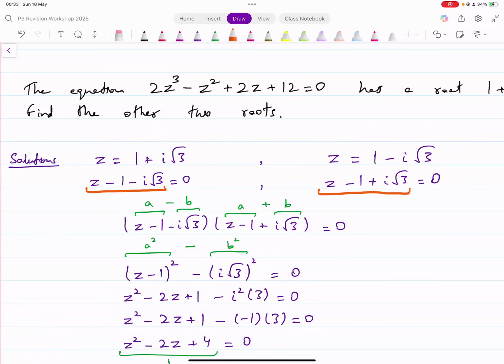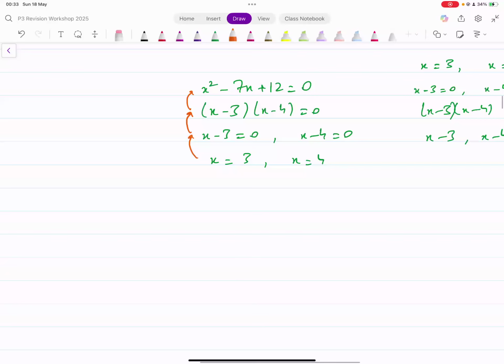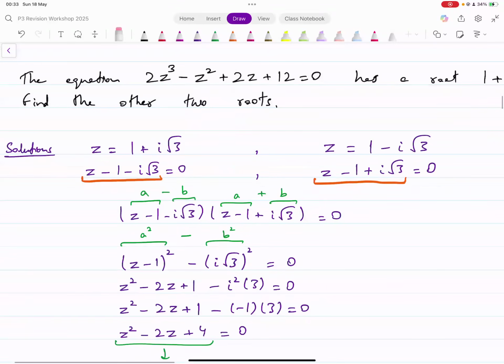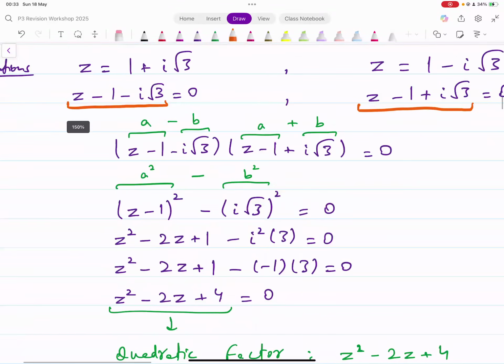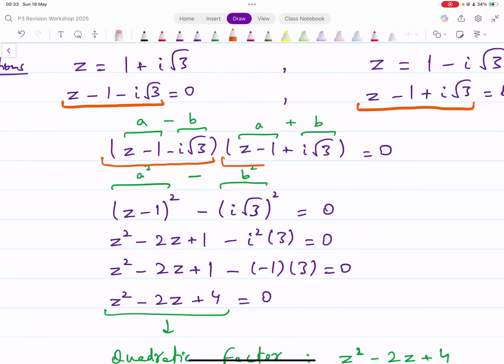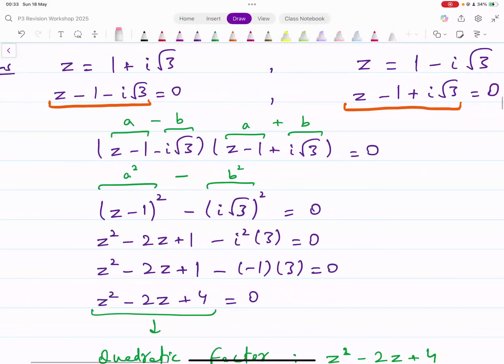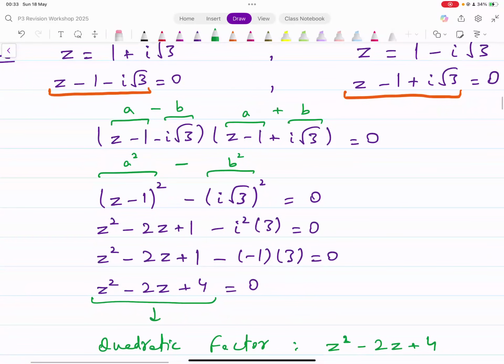We multiply these two factors, right? Just like we did here. When going backwards, we multiply these two factors so that we can get back to that quadratic factor that we had. It becomes z minus 1 minus iota square root of 3 into z minus 1 plus iota square root of 3. And now you have to do this multiplication. Since these roots are always going to be conjugates, this multiplication will always be of the form a minus b into a plus b, right?